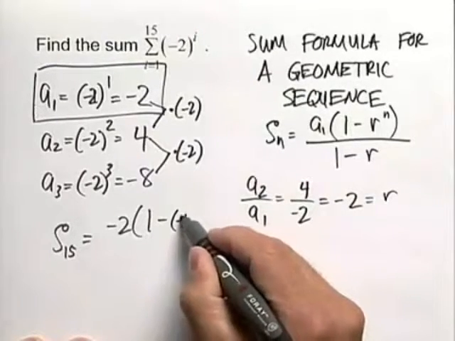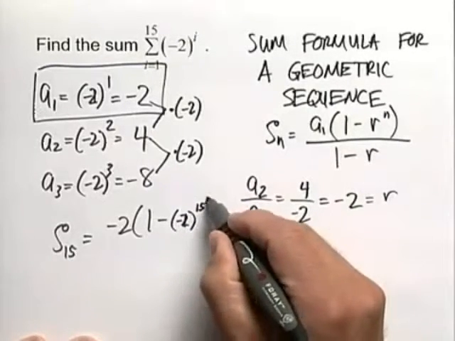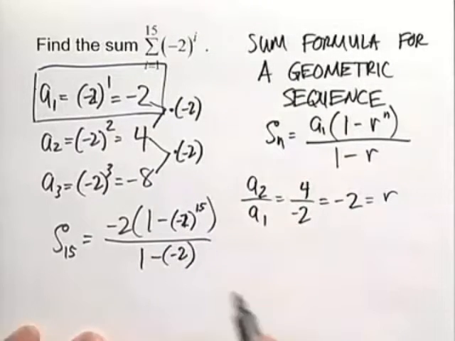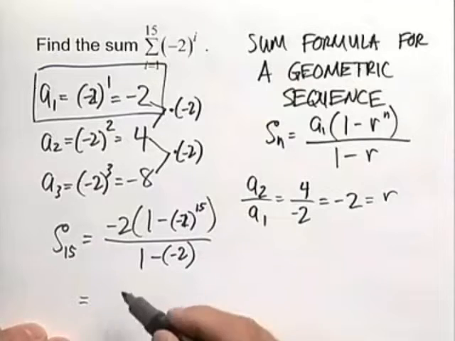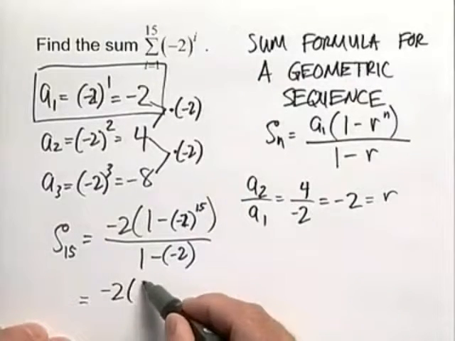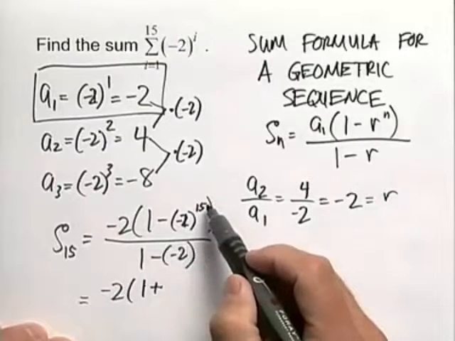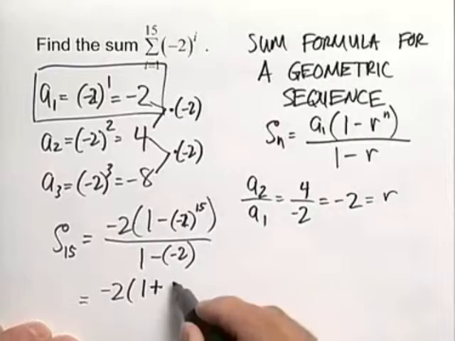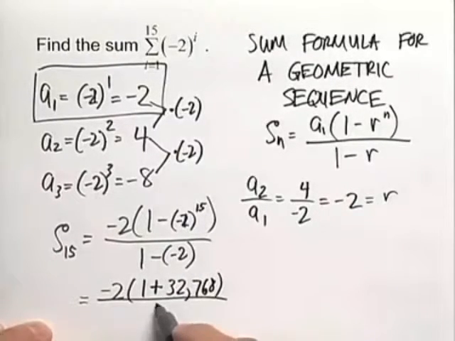Going to want to use parentheses here. We've got our negative 2 again to the 15th power all over 1 minus a negative 2. So this gets kind of messy. You have to be careful in writing this out. We come up with something like negative 2 times 1 plus, in this case, since we have a negative base to an odd power, it is going to be negative, minus a negative will give us that plus 32,768, all over 3. So let's clean this up here.